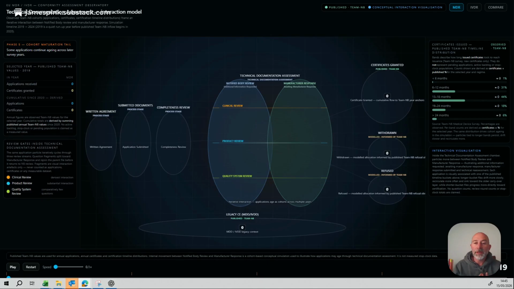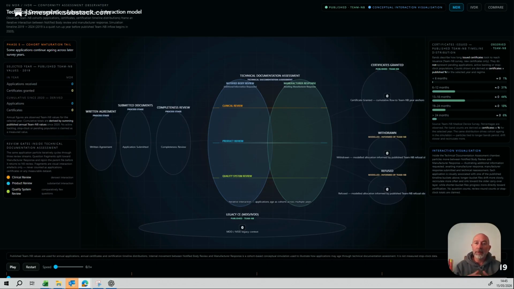This is the topic around the published Team NB survey data model that I've spoken about in my article. This model is built using the published Team NB survey data. In this case, I'm showing MDR applications, certificates, and the certification timeline distributions over time. So you can see that we'll go through 5 years of data.